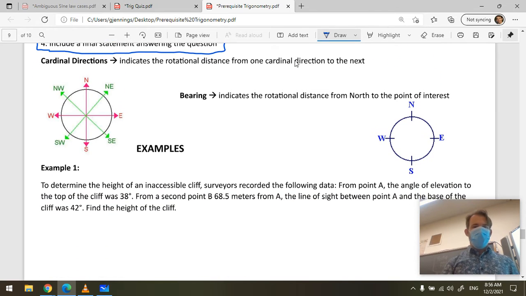Okay, so another thing to think about is we have cardinal directions. We've all agreed that north is north, south is south, and east and west lie this way.